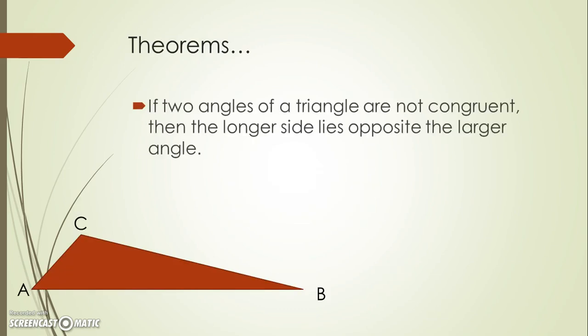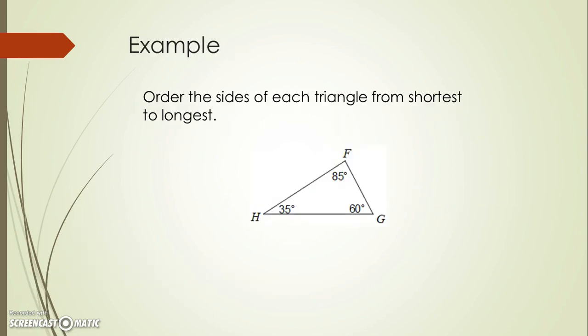The converse of that theorem is that the larger the angle, then the larger the side. So here, if angle C is bigger than angle A, then AB is bigger than CB. So we're going to order the sides of each triangle from shortest to longest. Well, the smallest angle is 35 degrees, so the shortest side is FG. Then 60, which is FH, and then finally 85, which makes HG.